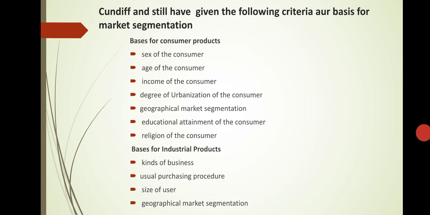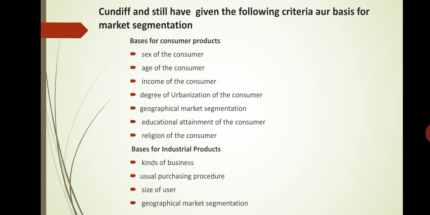According to Cundiff and Still, the basis is divided into two parts: basis for consumer products and basis for industrial products. He segmented the consumer products by sex of the consumer, age of the consumer, income of the consumer, degree of urbanization of the consumers, geographical market segmentation, educational attainment of the consumer, and religion of the consumer. According to these criteria, he divided the total market into several sub-segments, right?